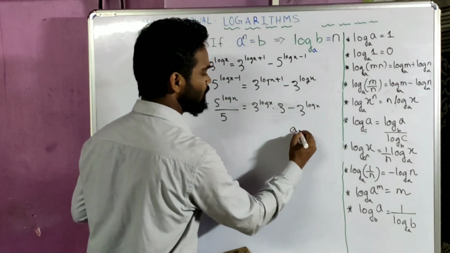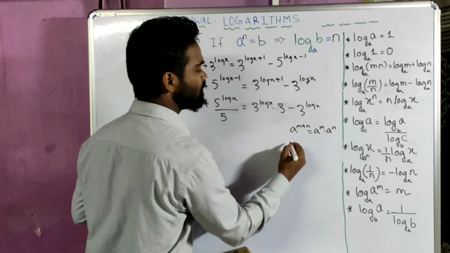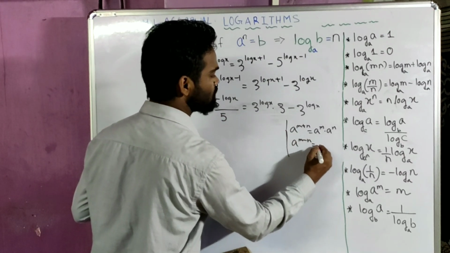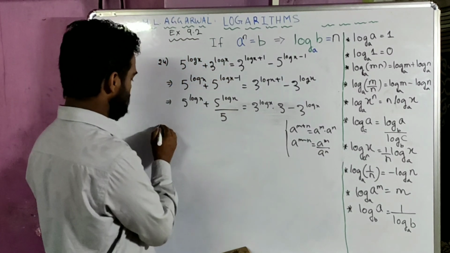This one was what? a^(m+n) equals a^m multiplied by a^n, isn't it? And this was a^(m-n) equals a^m by a^n. Clear? Now look carefully.